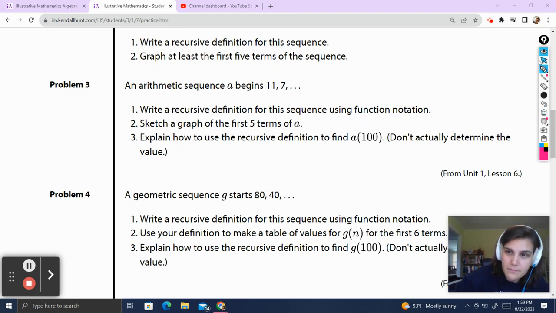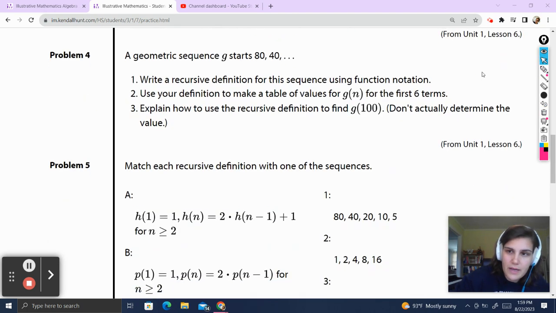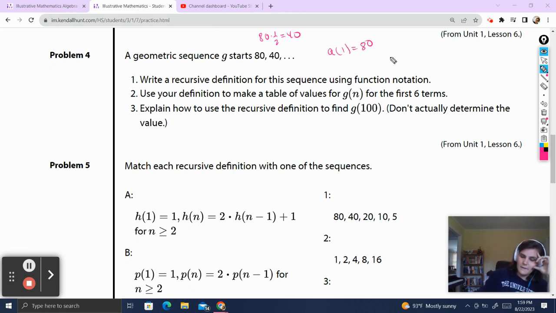Problem 4. A geometric sequence starts with 80, 40, ... Write a recursive function for this sequence using function notation. Okay, well, to get from 80 to 40, I know I multiplied by 1/2. So 80 times 1/2 will give me 40. So to write a recursive definition, I'm going to say, well, my first term I know is 80, and every term after that is going to be the term before times 1/2. And we're done.